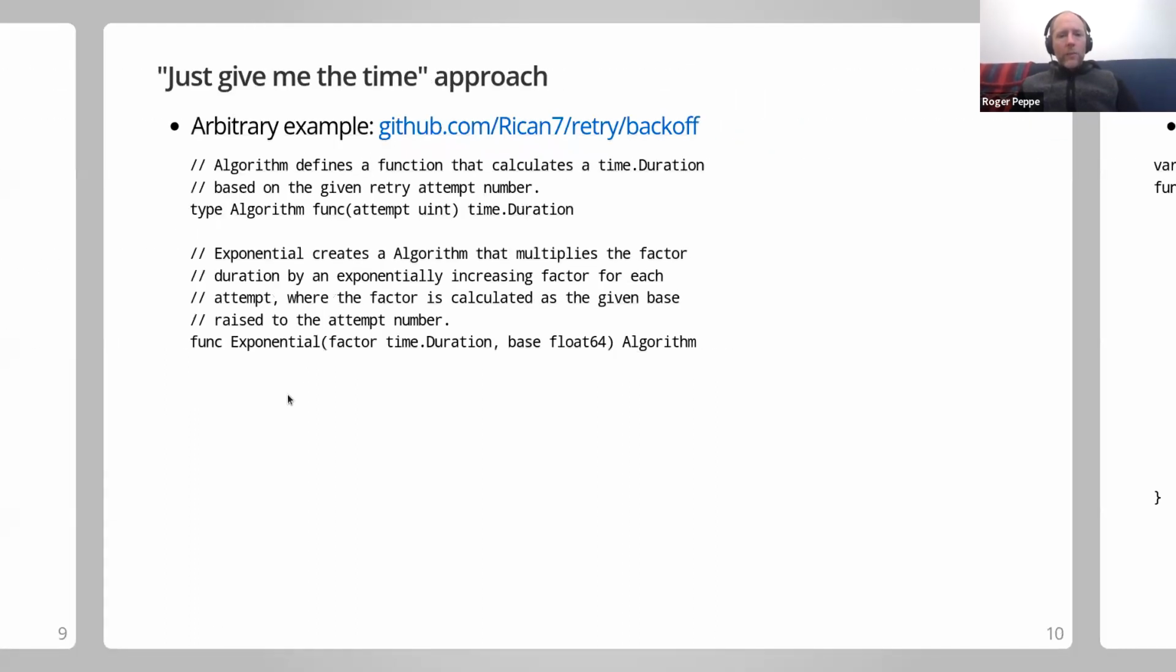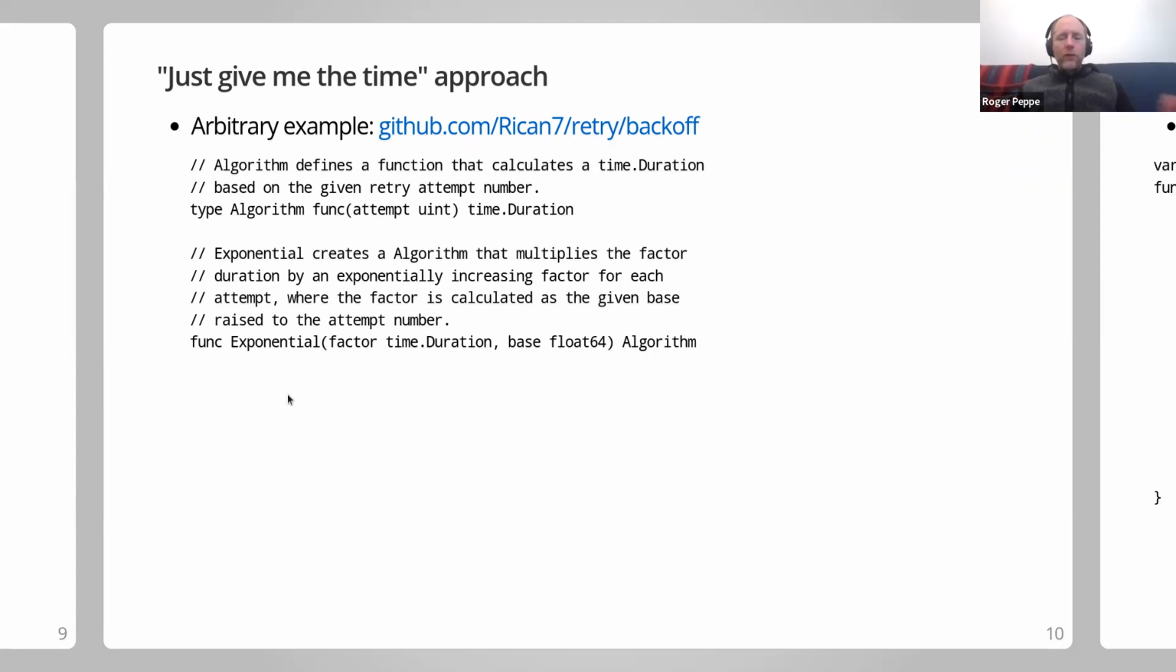Another approach that I've seen quite often is having something which just tells you how long to wait. It's basically just got that time calculation in it, and here's an example. It'll have various algorithms which, given how far through the loop you are, attempt 0, 1, 2, 3, etc., say this is how long you should wait.